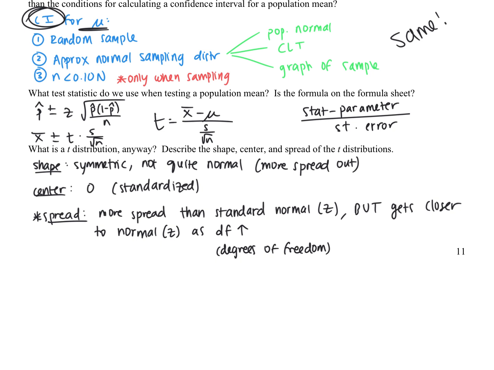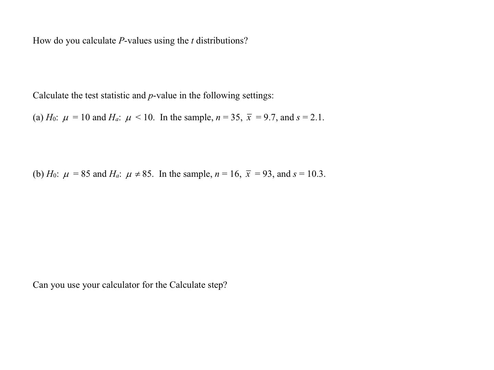Okay. Questions on that before we do some calculator stuff? Calculating a p-value is very similar, so we're just going to jump right to these examples down here. Our test statistic, like we wrote on the previous page, is x bar, subtract mu, over s over root n. So we are calculating the test statistic and the p-value for these two examples.